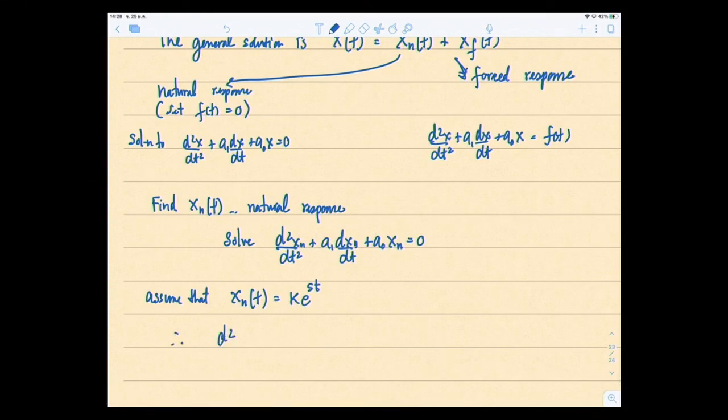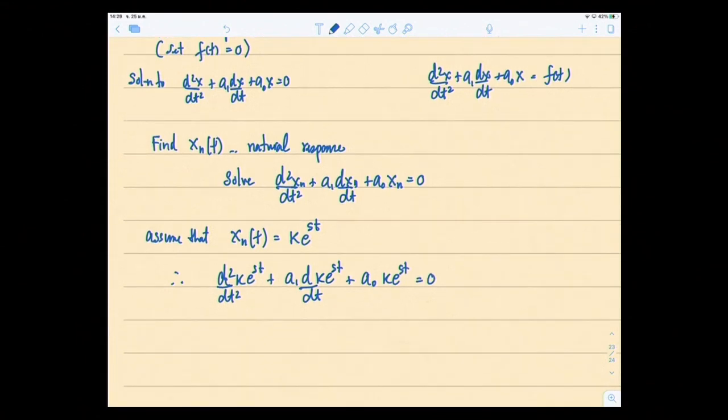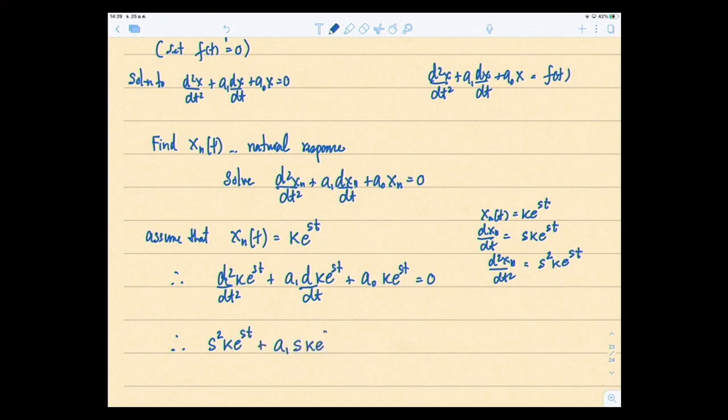So we differentiate k e to the st twice. If xn of t is equal to k e to the st, then dxn/dt is equal to s k e to the st, and d²xn/dt² is equal to s² k e to the st. So this becomes s² k e to the st plus a1 s k e to the st plus a naught k e to the st equal to 0.